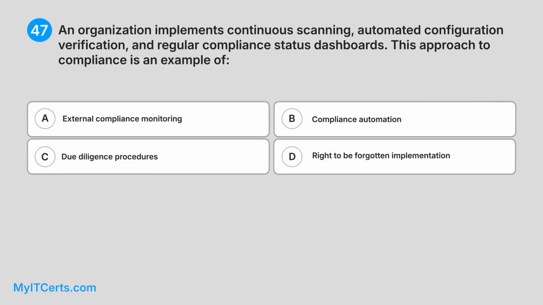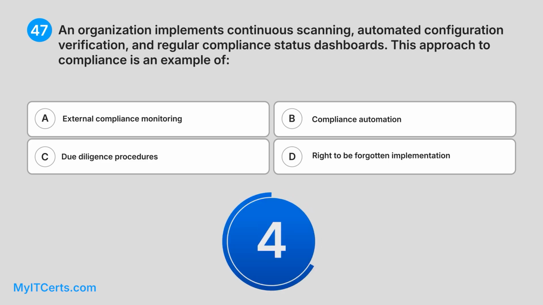47. An organization implements continuous scanning, automated configuration verification, and regular compliance status dashboards. This approach to compliance is an example of A. External compliance monitoring. B. Compliance automation. C. Due diligence procedures. D. Right to be forgotten implementation. Do you know the answer?